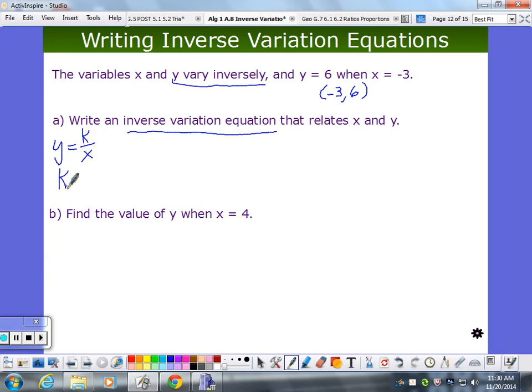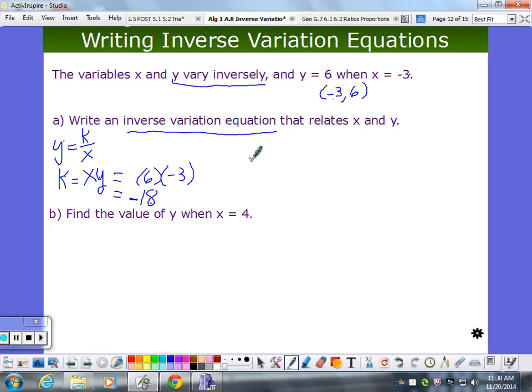How do you find k? You have to do x times y, right? So in this situation, how do I find k? Multiply the x and the y. You get negative 18. That's your k. So what's the inverse variation equation?